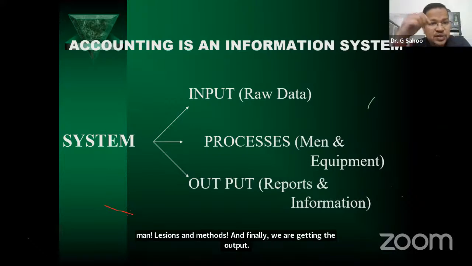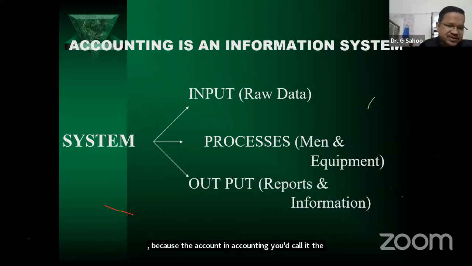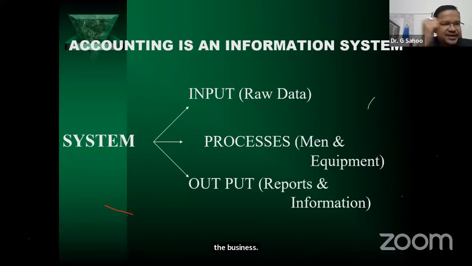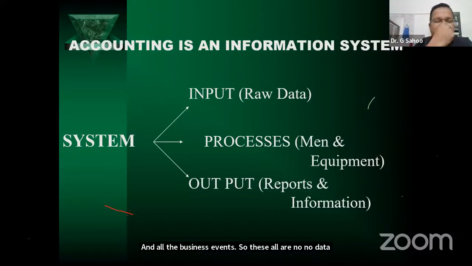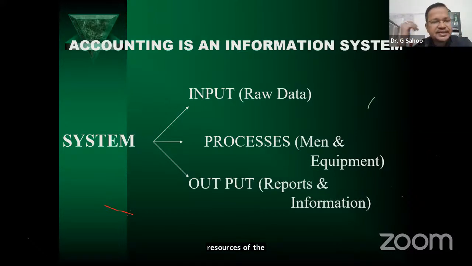Why is accounting known as an information system? Because accounting collects raw information as the input. Again, it processes it with the help of men and equipment, because nowadays various software and accounting packages are available to maintain the books of accounts. This raw information means raw data about the business, all the business transactions and business events. This raw data is processed through various software with the help of men and other important resources of the organization, and finally we get the various business reports and business information as output.